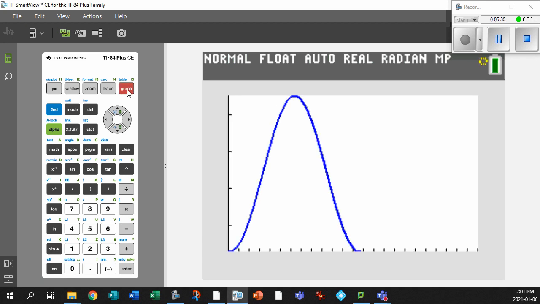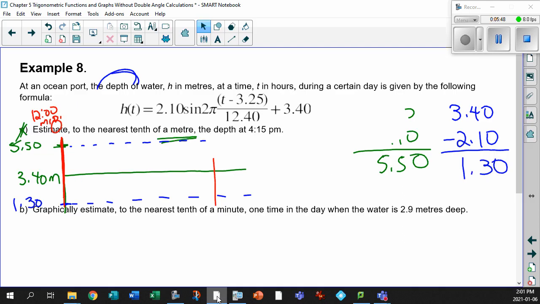Oh, look at how pretty that is. Beautiful. There's my graph. Now that I've got it in my calculator, now I can solve this back here. The question is, try to figure out what it is at 4:15.